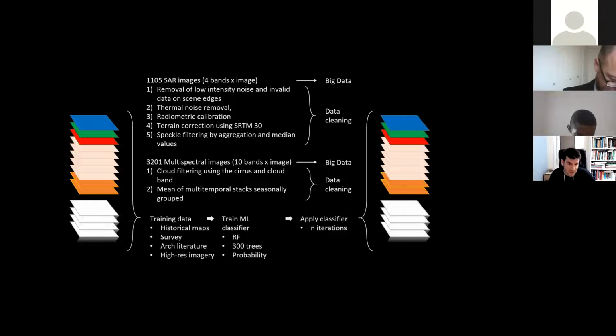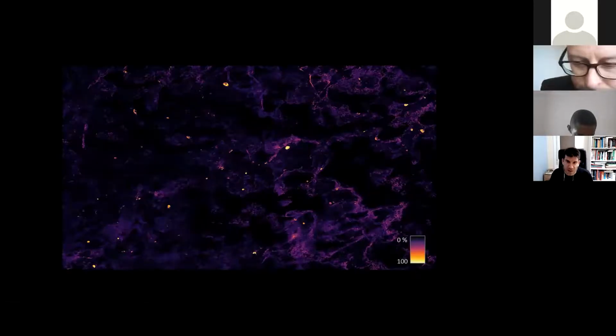And then with these composites joining synthetic aperture and multispectral data, we extract our training data, train our machine learning classifier, a random forest, and apply the classifier. Okay, this is a selection, a small area with some results.